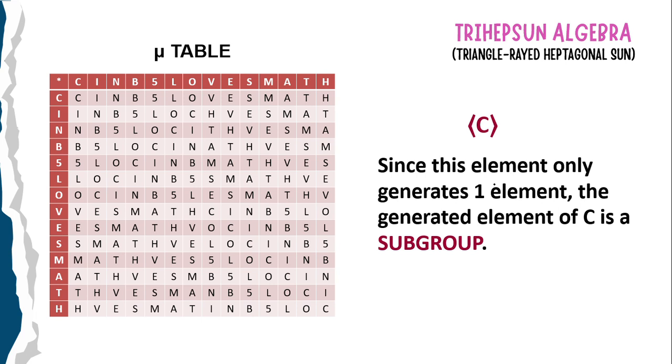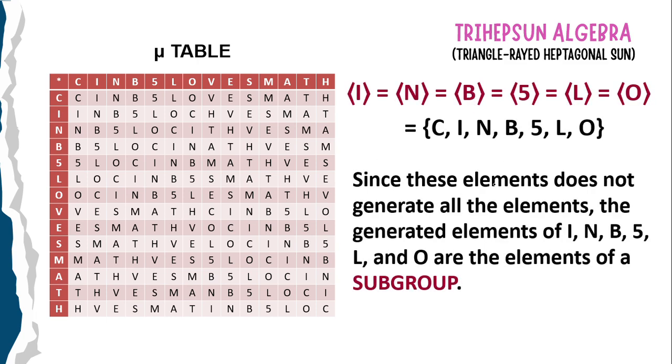For C, since element C only generates one element, the generated element of C is a subgroup. So at C, the generated element is C. So C is a subgroup.